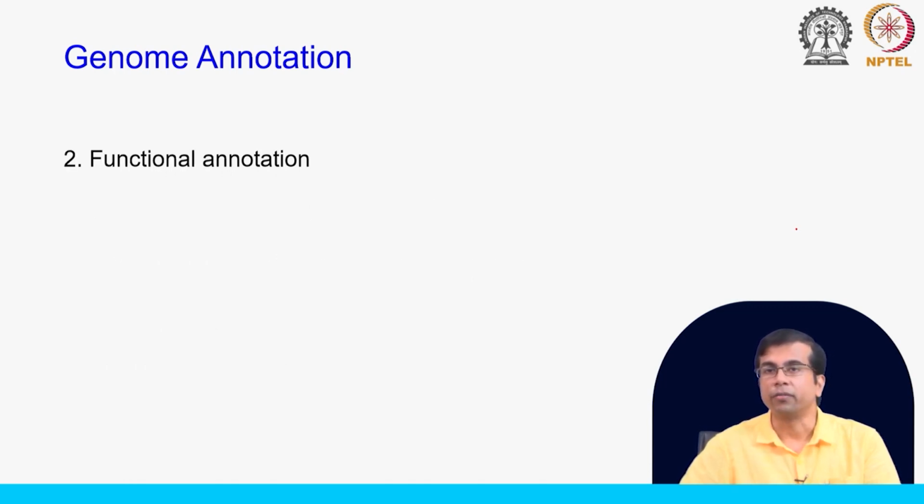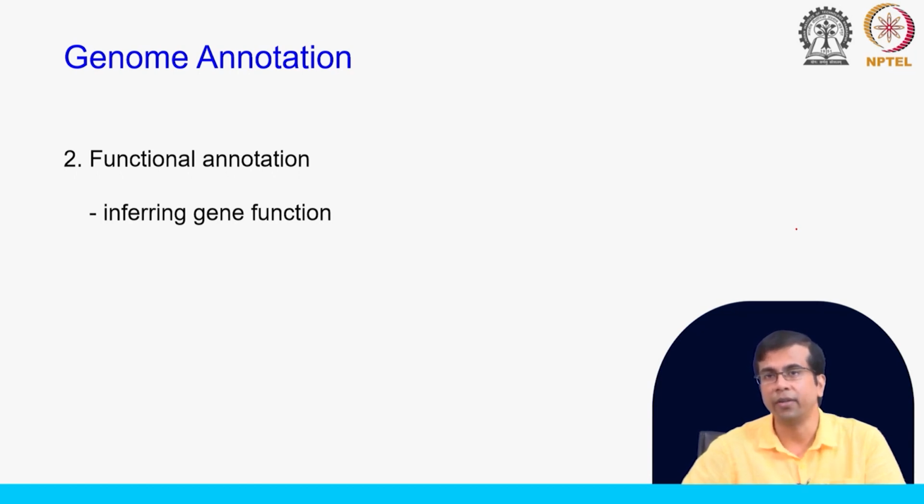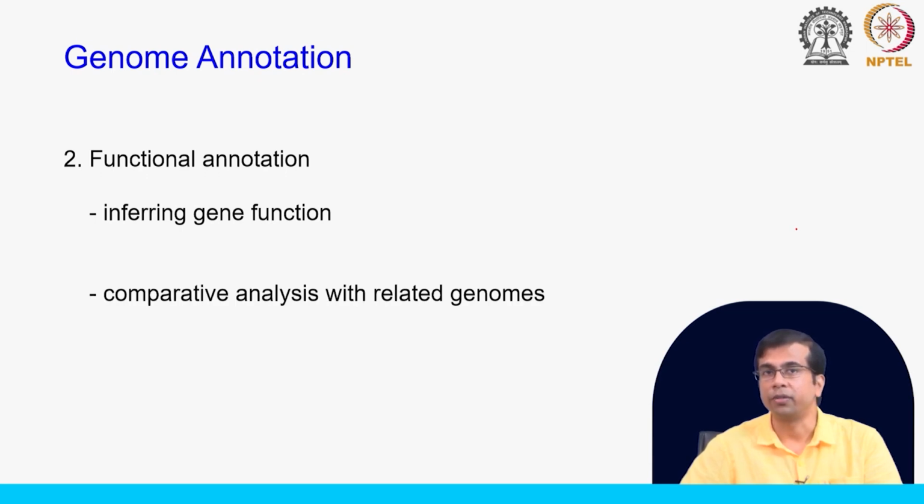The second type of annotation we do is called functional annotation. This is actually much harder, because what we want to do is infer gene functions. So we have now identified some genes, but we want to infer gene function, and we have to do this through comparative analysis, because the experimental determination of function is very difficult, tedious and time consuming. So we would have to do this through comparative analysis with related genomes, see whether similar genes exist in other organisms, and if we know the function of those genes in the related organisms, we can then say, okay, this gene also has a similar sequence, so it is likely to perform the same or similar function.